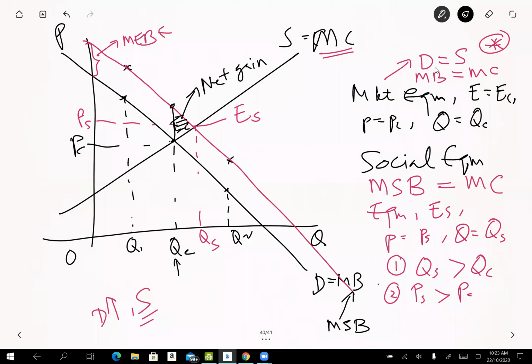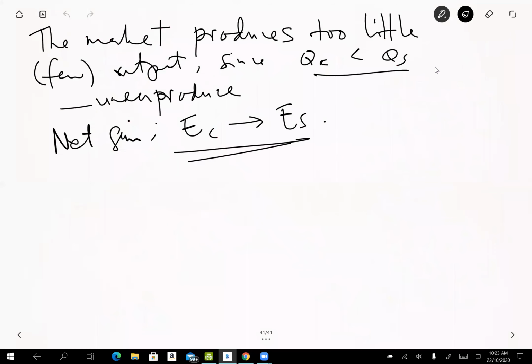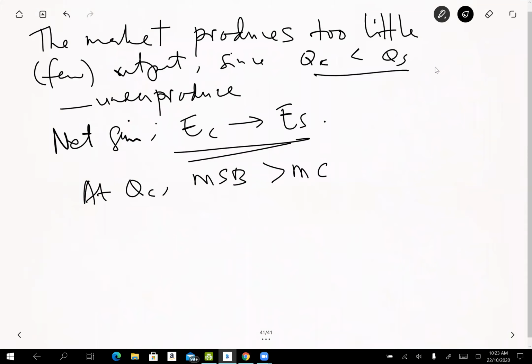Increases. You produce more, okay? So here, you see here, at QC, you see the marginal social benefit is larger than the MC. So this is not efficient. Okay, this is not efficient because the efficiency condition is MSB equal to MC.